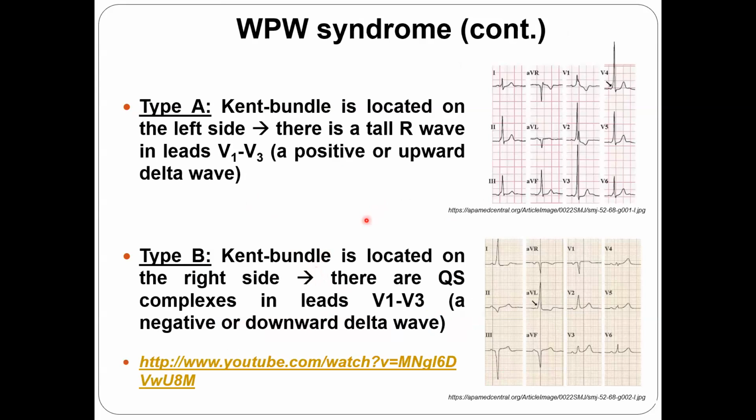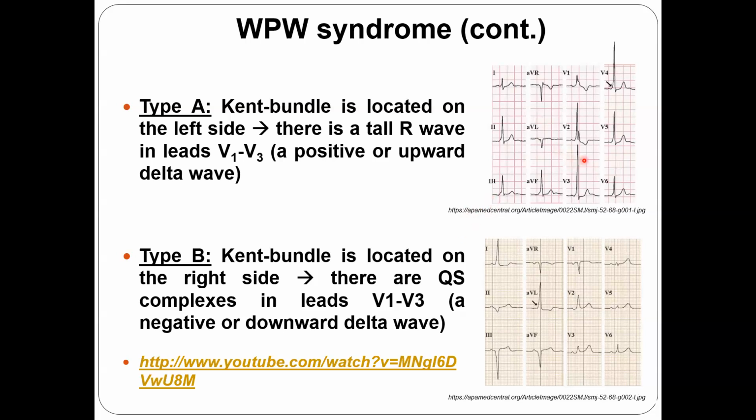Now, there are two types of this WPW syndrome depending on the right side or left side. We do have this bundle of Kent. It can be anywhere. And of course, they will determine precisely, because what they can do, one, nothing, another can catheterize, so they can remove or they can cut this bundle if the patient has some problem with it.